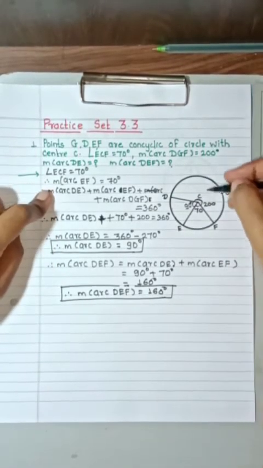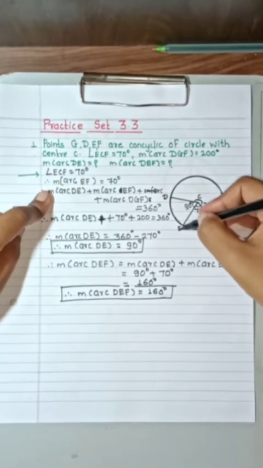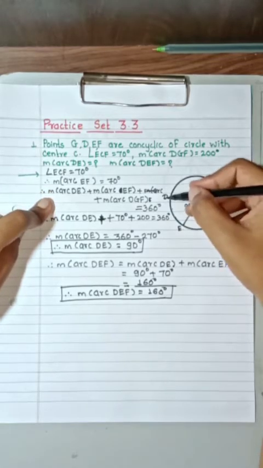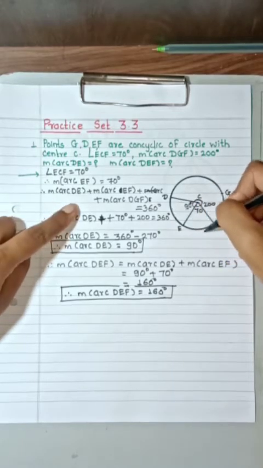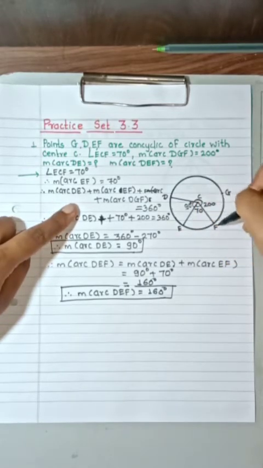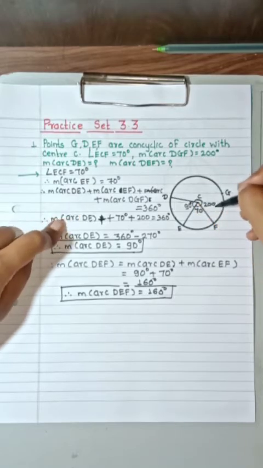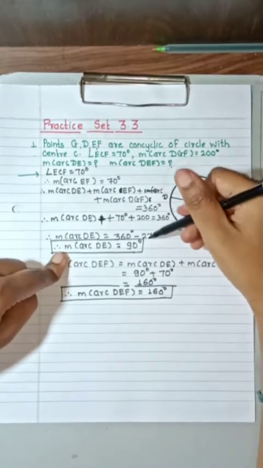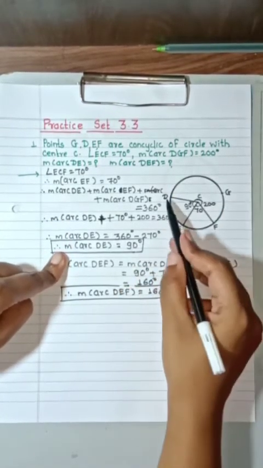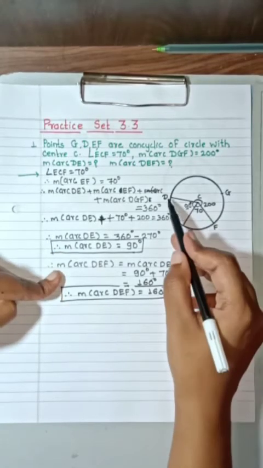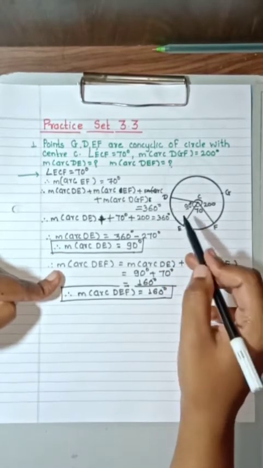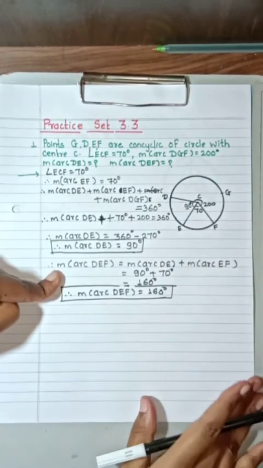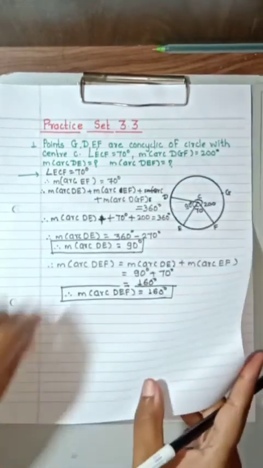So first what we have done, whatever was the measurement of angle ECF, that will be the measurement of this arc, that is 70 degrees. Then we added arc DE plus arc EF plus arc DGF, or FGD, is equal to 360 degrees. Two values we already know, that is 70 plus 200, and we have subtracted it from 360 and we got the value of arc DE. In the same way, to find the measurement of DEF, we did measurement of arc DE plus measurement of arc EF, that means 90 plus 70 is equal to 160 degrees. Now let us move on towards question number 2.